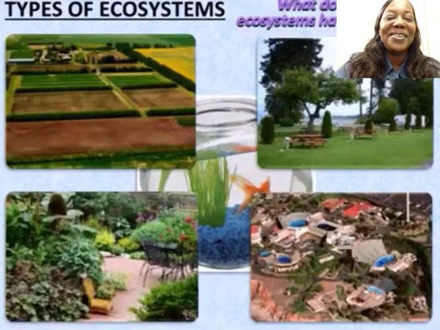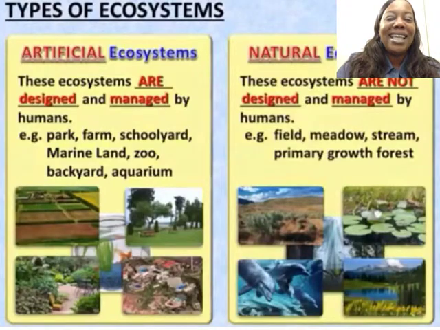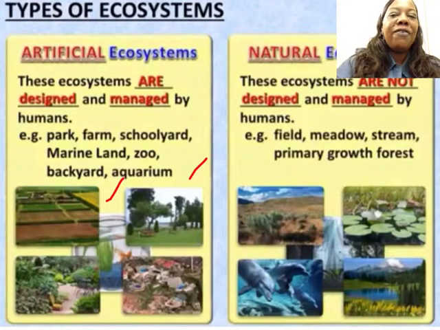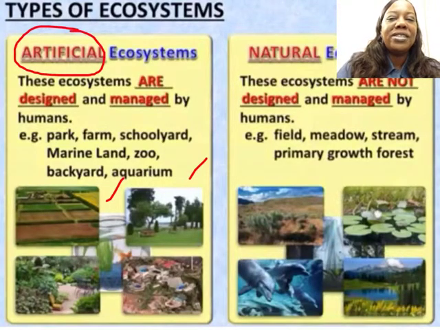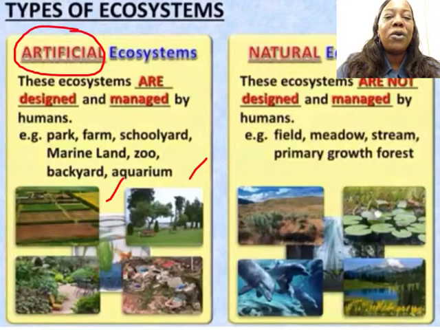Let's find the answer. These ecosystems, as you see before you, are all considered artificial ecosystems. That means that they are designed. They are designed by, of course, man. Parks, farms, schoolyards, backyards, zoos, and aquariums are all a part of what's called artificial ecosystems.